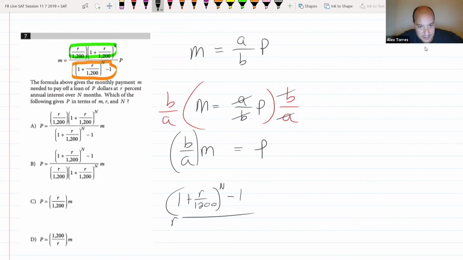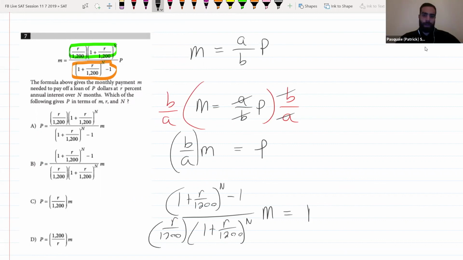Oh man, this is all the times writing M here. Yeah. So which answer is that? Multiplied by M equals P. So for those of you following along at home, as you can see, it would be B.